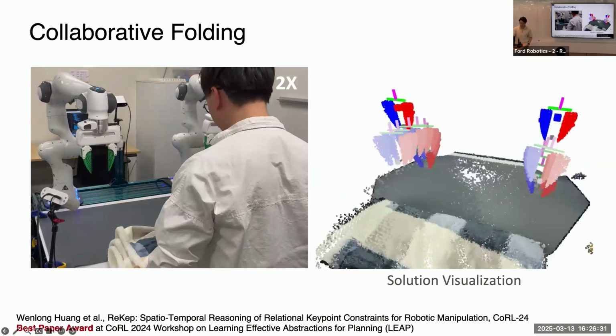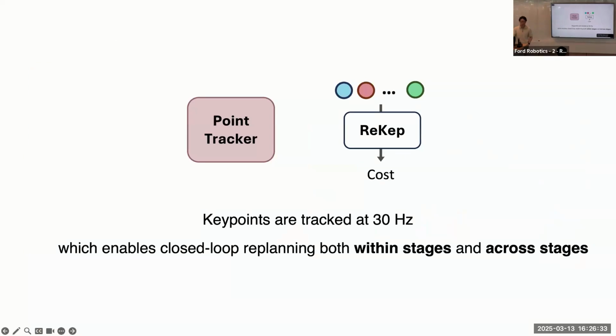So in this work, we have been very careful in understanding the system level design and system level efficiency. Our key points can be tracked at 30 frames per second, and the optimization can be done at 10 frames per second. It allows us to do closed loop replanning, both within the task stage and of course, across different task stages.